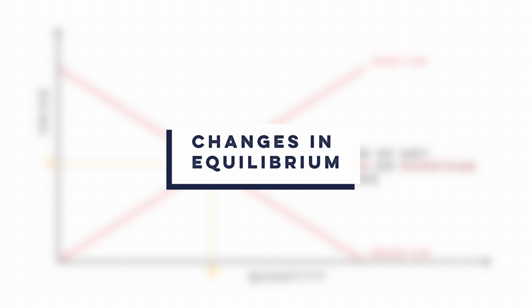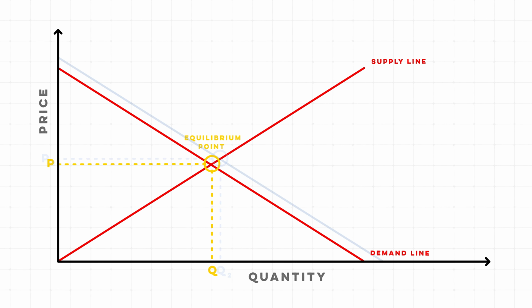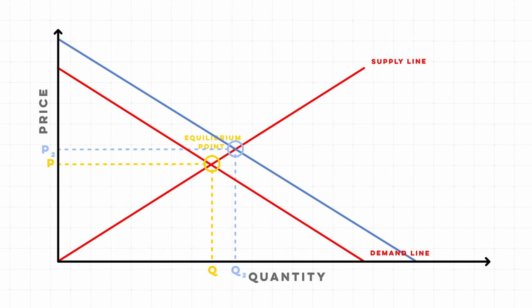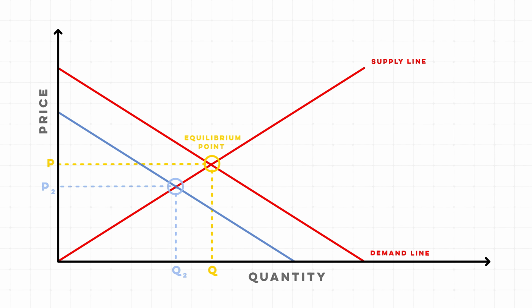Step 4 is then changes in equilibrium. Should we see a demand increase, so the demand curve shifts to the right, this leads to a higher equilibrium price and quantity. If, however, the demand curve decreases and shifts to the left, this leads to a lowering in the equilibrium price and quantity.